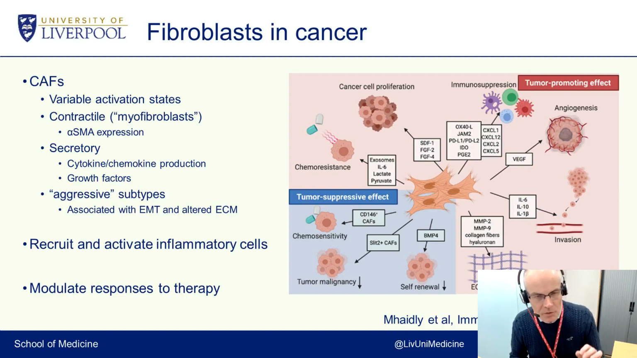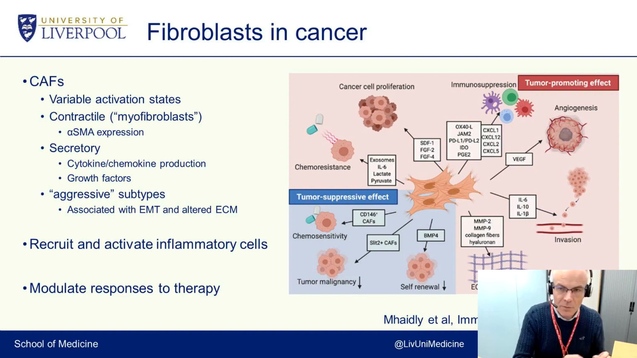And they contribute to a number of the cancer hallmarks, and we'll talk about that in a minute, about how they contribute to the progression of cancer. But we're now beginning to understand that there are perhaps even more subtypes, and there are some aggressive subtypes of fibroblasts, some of which may well particularly be associated with epithelial to mesenchymal transition. They're also very much associated with a markedly altered extracellular matrix, which very much contributes to more rapid progression of the cancer.